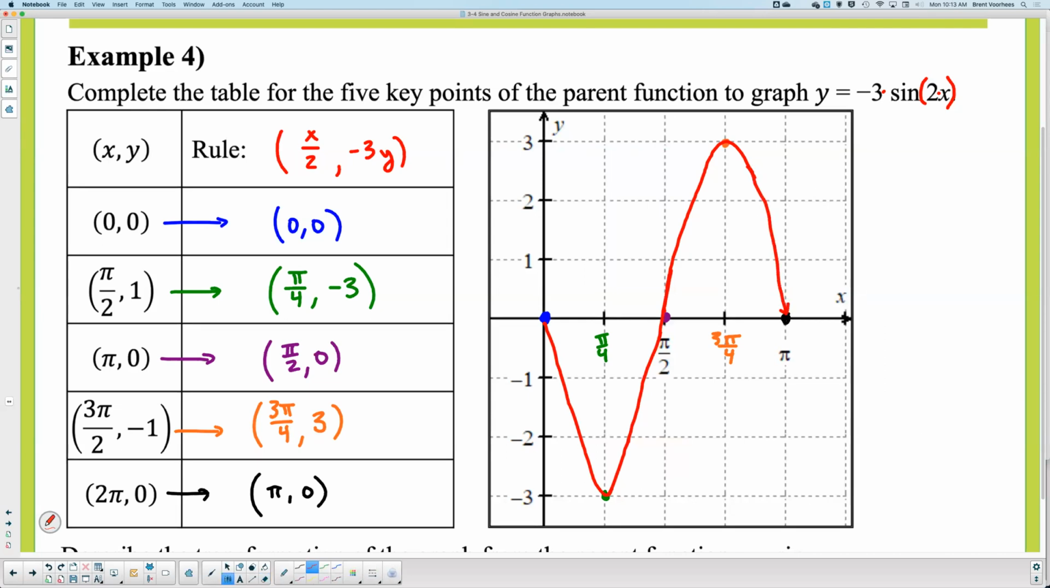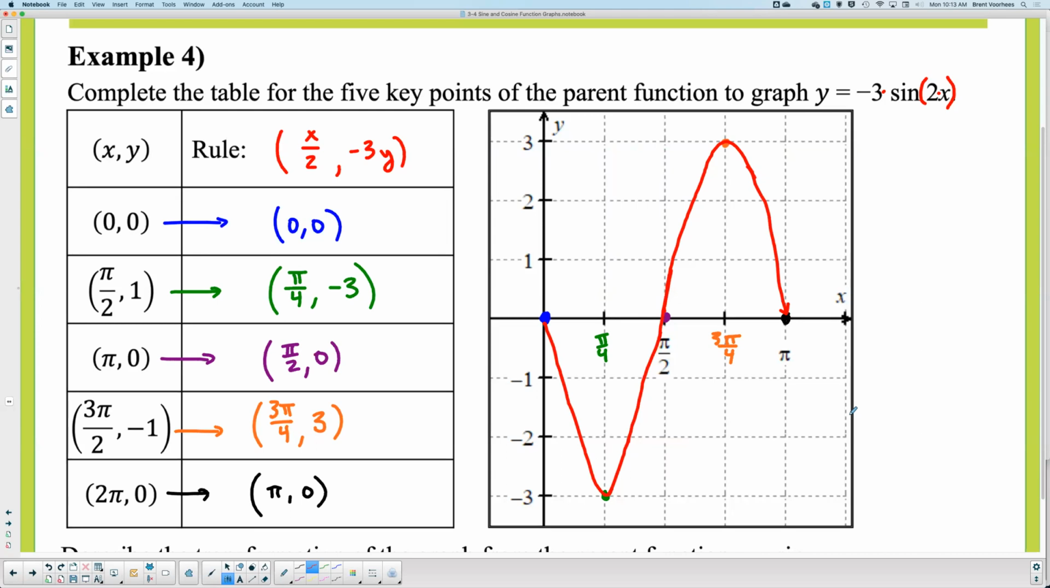And I'm going to draw my arrow here, just saying it repeats. On this particular sine function, with the transformations, how long was the period? How long does it take to complete one whole cycle? Pi. So the period is now pi.